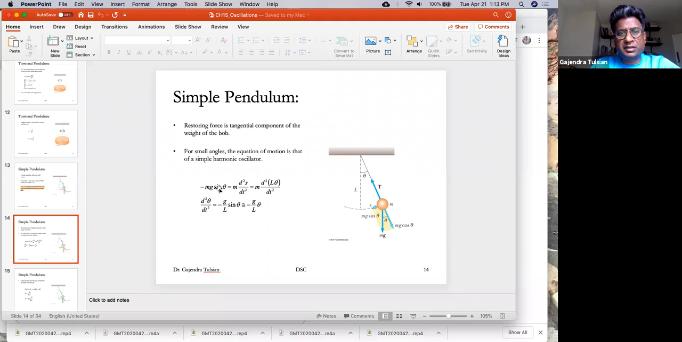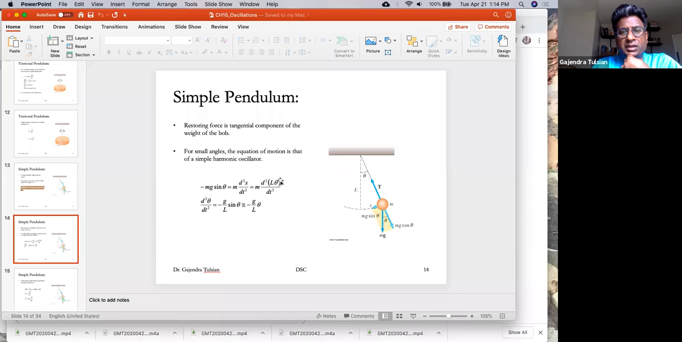So mg sine theta brings it back, and the position of the mass is measured along this arc length. So there's the restoring force, and that's equal to mass times the acceleration of the object. Now this arc length is written in terms of the length of the pendulum and its angular position theta, so s is equal to L theta. You can solve this and rearrange it. L is constant, the length of the pendulum is constant, so theta is what changes with time.